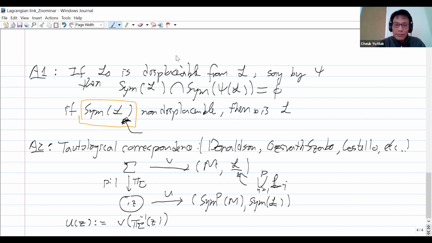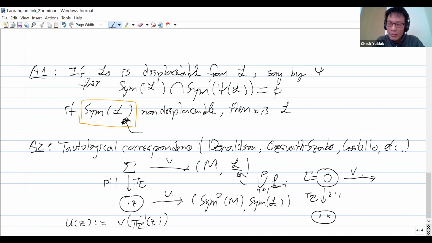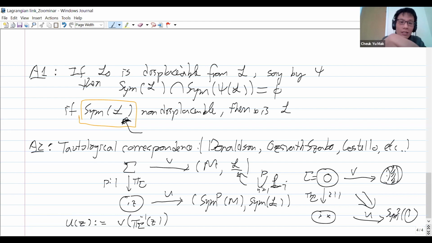So this is how the correspondence goes. For example, if you consider an annulus with a 2-to-1 branched covering to a disk with 2 branch points, and a holomorphic map V from the annulus to, say, a sphere, mapping to the cylinder in between, these two maps together will determine a map from a disk to the symmetric product.